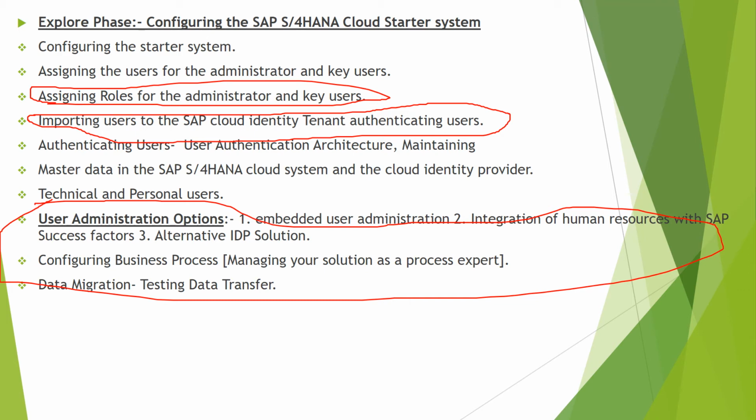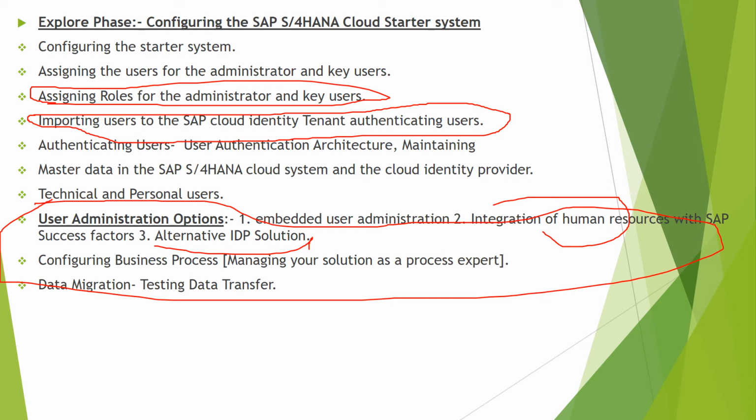Instead of using the embedded IDP, SAP Cloud Identity will request that the alternative identity provider authenticates the user. So this video mainly focuses solely on the first model, that is basic embedded user administration, right? So as already told, user administration is done through the embedded user administration, then integrated human resources with SAP SuccessFactors, and alternative IDP solution. In this video we are going to see only the embedded administration for the user administration.